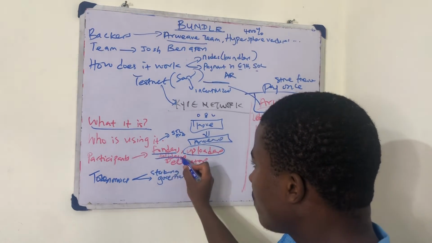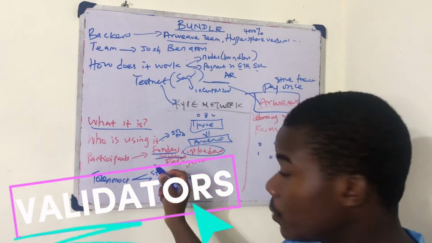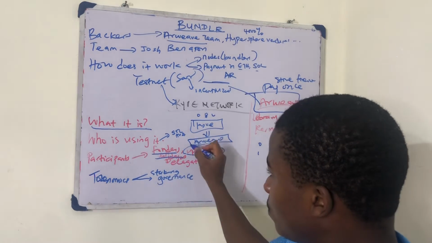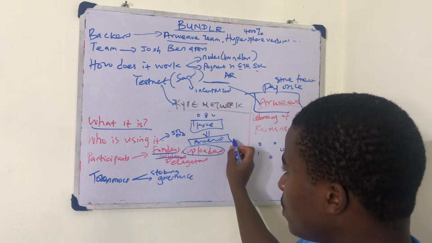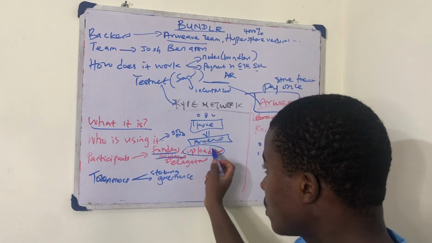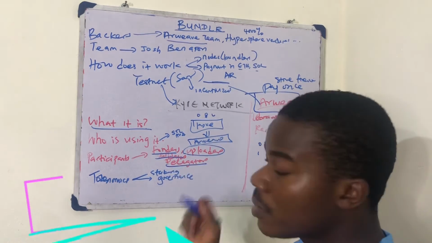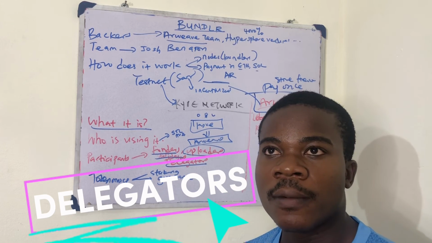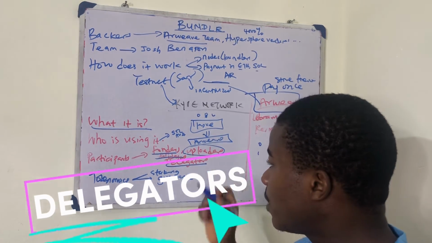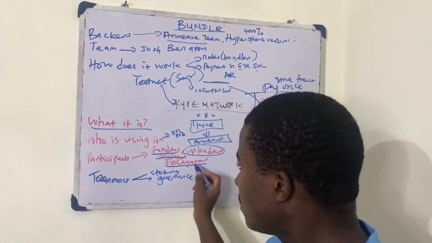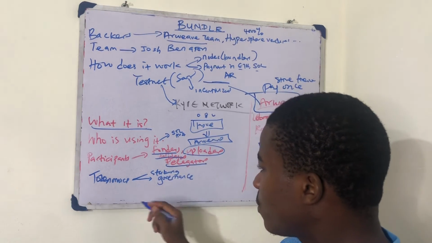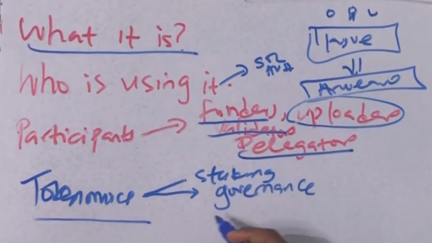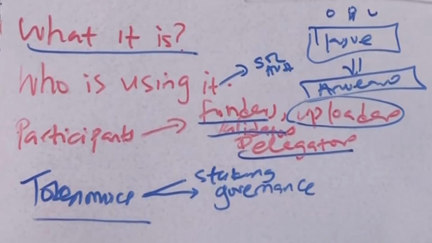But the validators will have to check what the uploaders are actually doing, because once you commit data to the network, it becomes forever. So validators check what these people are doing. Then delegators are basically people that don't have the network knowledge or whatsoever, and are also willing to participate. They delegate to a validator and then they get staking rewards. The tokenomics will be for staking, governance, and a whole host of other things.